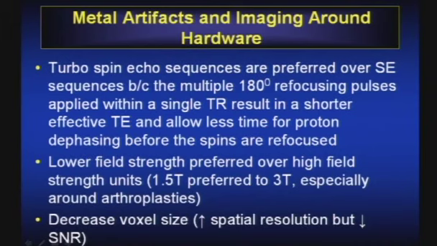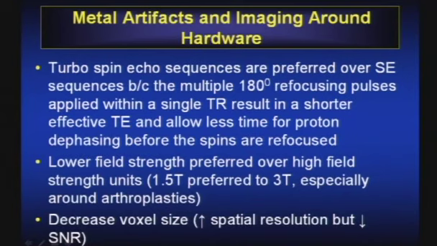Common sense again, lower field strength is preferred over high field strength. If you double the field strength, you double the artifact. Simple concept, right? If you have 0.2 or 0.5 Tesla imaging, while you might not like it for a lot of your sports cases, it would be great for metal implant cases. So move them to a lower field strength magnet if you can.